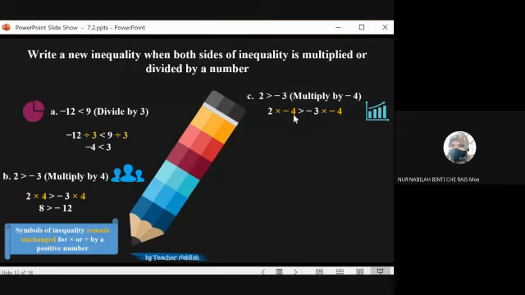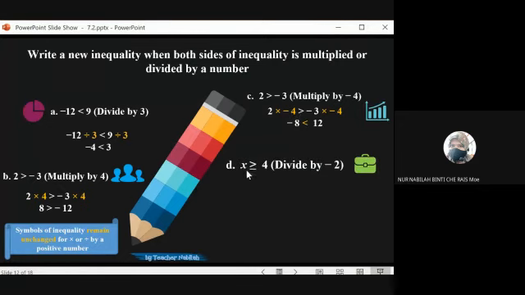So when you times by a negative number, the symbol will change. 2 times negative 4 is negative 8, and negative 3 times negative 4 equals 12, because negative times negative becomes positive. So you just remember about the symbol: when you multiply or divide by a negative number, the symbol will change.